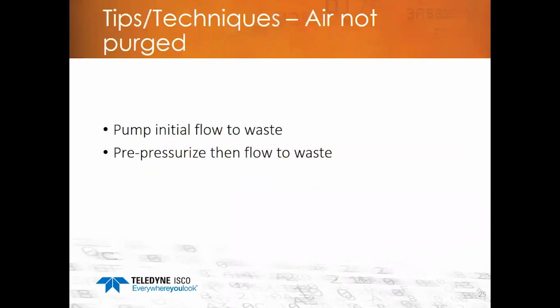Here are some techniques for resolving the air issue. First is pump the initial flow to waste. That is, pump into a beaker where you can see if any bubbles come up, and pump until the bubbles stop. Another technique is to pre-pressurize the pump first, and then open the valves and flow to waste. This pre-pressurizing allows the air to be absorbed in the fluid. There is some additional dead space in the seals themselves, and adding some pressure can help the fluids fill these areas and push the air out.